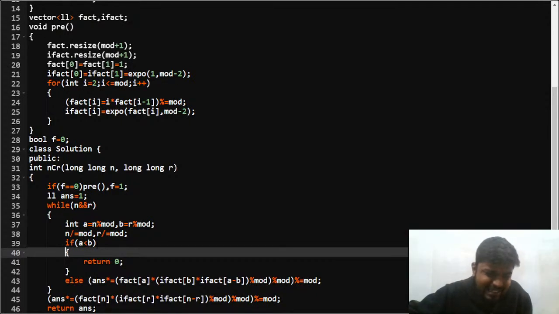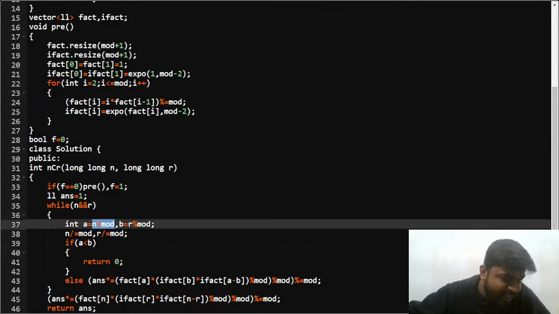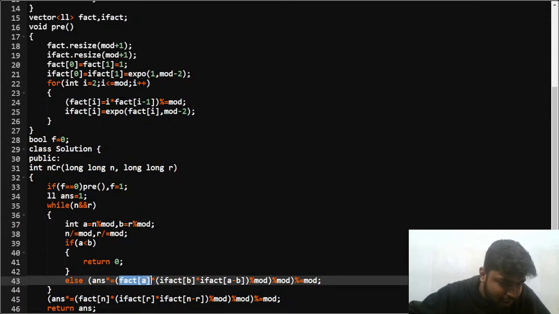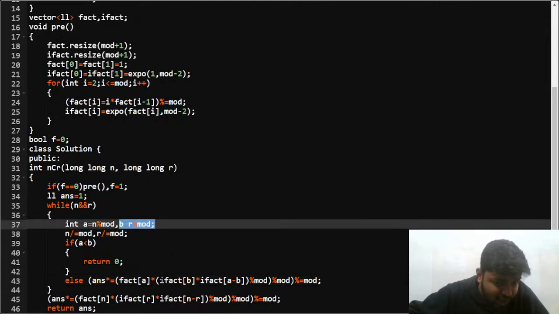So what I'm doing, basically, is that I have already stored all the values. As I told you, n mod m is already stored, so I'll just access it through the factorial array that I have already made. And then I'll multiply it with the inverse factorial of r, that is b is what? Inverse factorial of r, right?